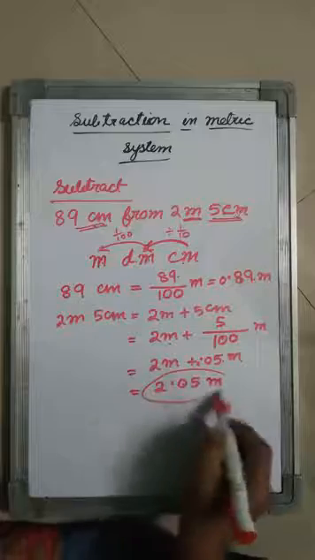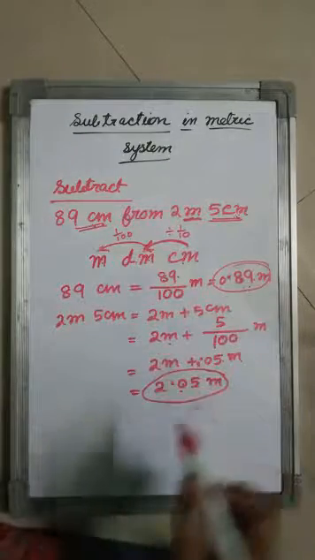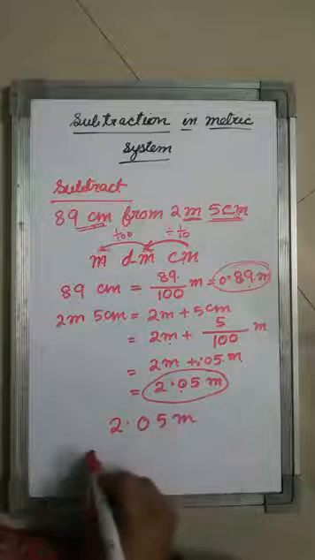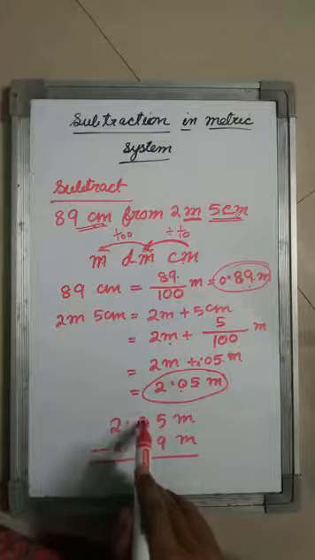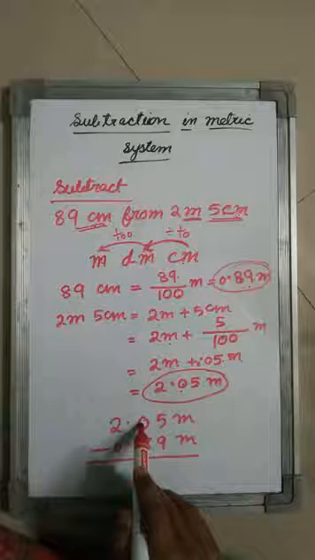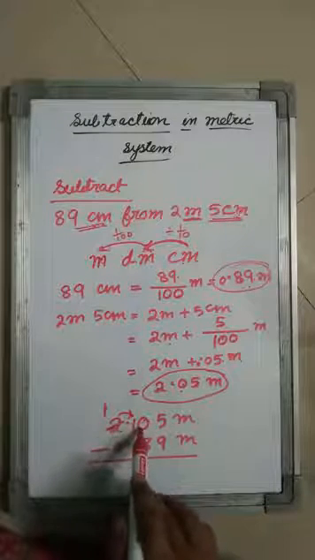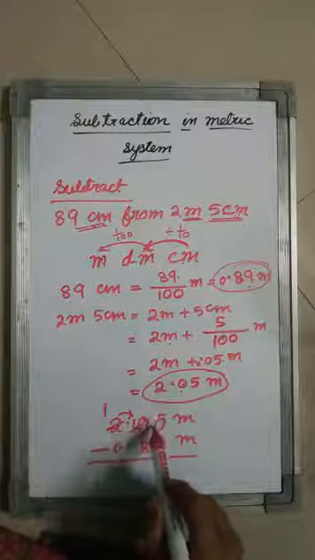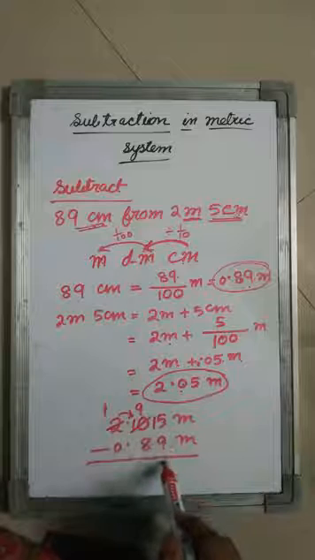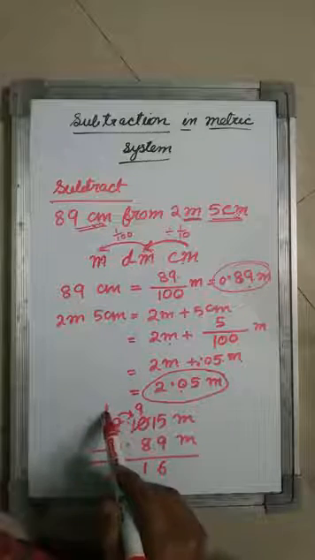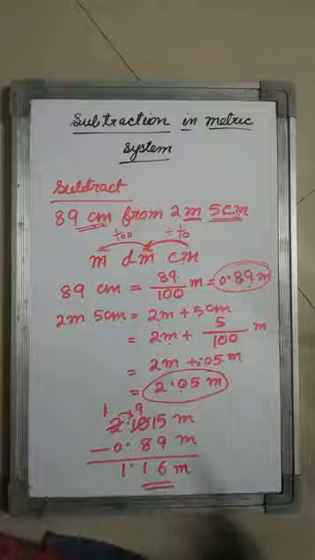Now I have to subtract this quantity from this. This is bigger than this, so I am subtracting this quantity from this. 2.05 meter minus 0.89 meter. If I subtract, I cannot take borrow from this number because it is zero. From 2 I am borrowing, it is 1 after borrowing. Now it becomes 10. Then 1 is again borrowed by 5, it becomes 15 and the 10 becomes 9. 15 minus 9 is 6. 9 minus 8 is 1. 1 minus 0 is 1. Decimal will come below decimal. So it is this much, 1.16 meter.